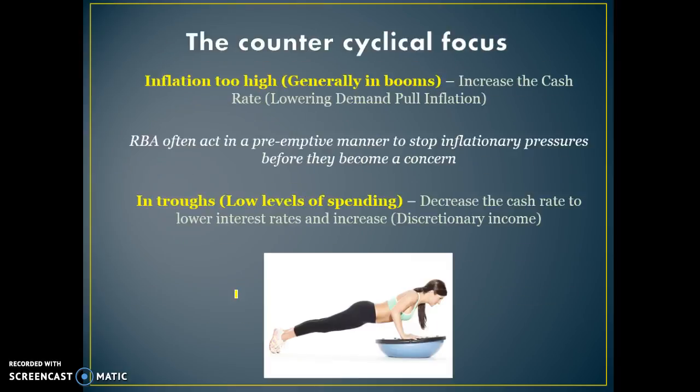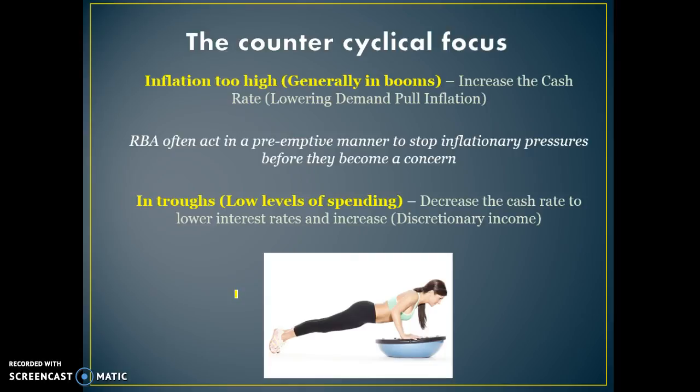The RBA act in a counter-cyclical fashion. So what I mean by that, again, just like budgetary policy, if inflation is too high or we're in a boom, they're likely to increase the cash rate to try and slow down the level of demand-pull inflation. They will also act to increase the cash rate if inflation is caused by cost-push inflationary pressures, but we'll look at that a bit more later. The RBA like to act in a preemptive manner, so they try and stop inflation before it occurs. They look at leading indicators to determine inflationary pressures going forward.